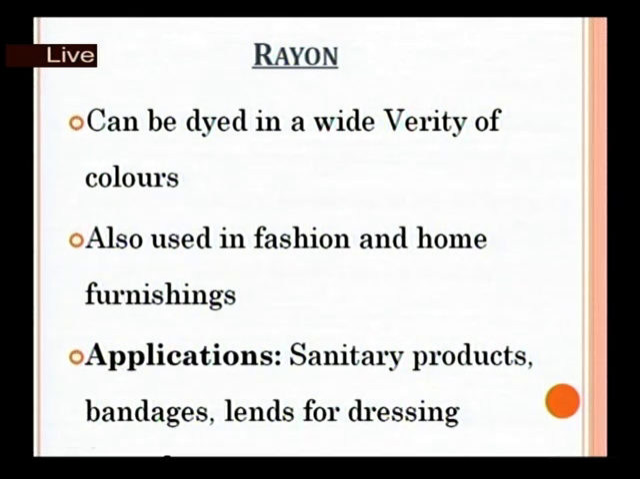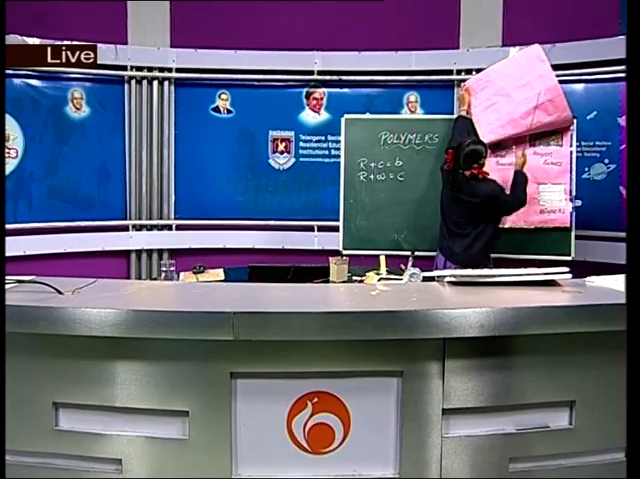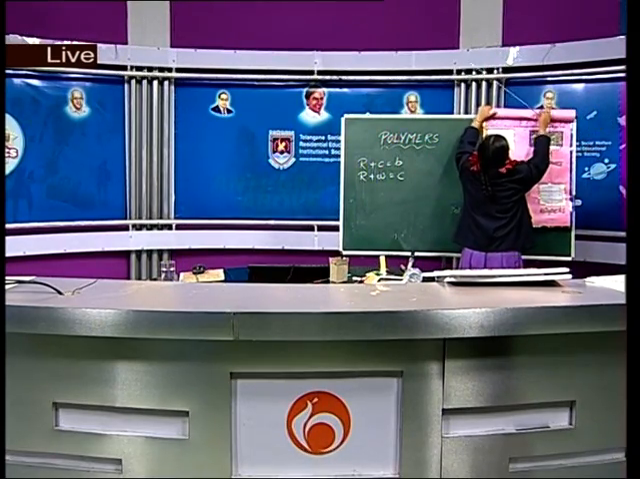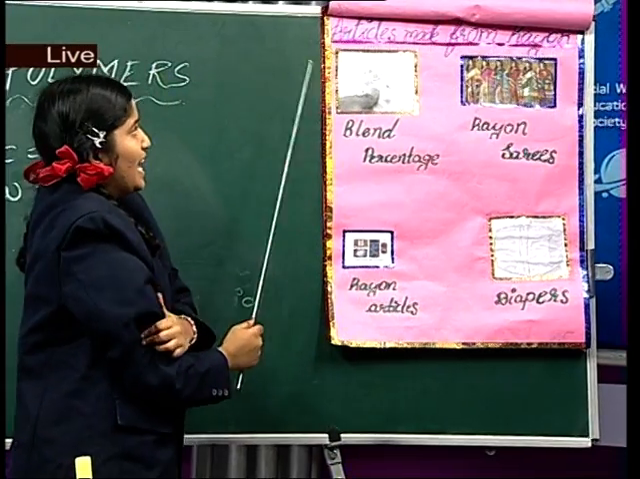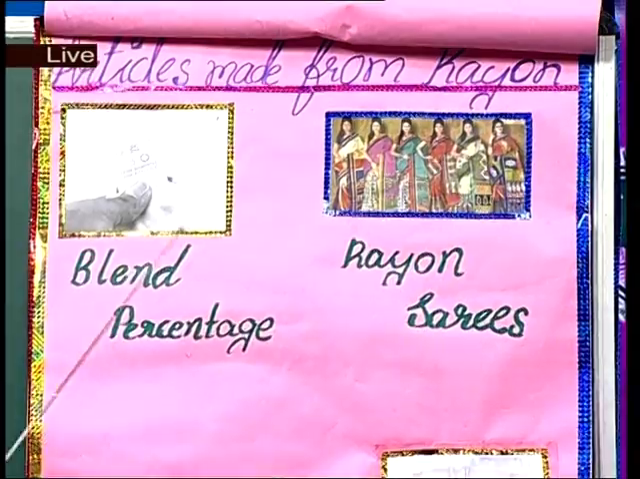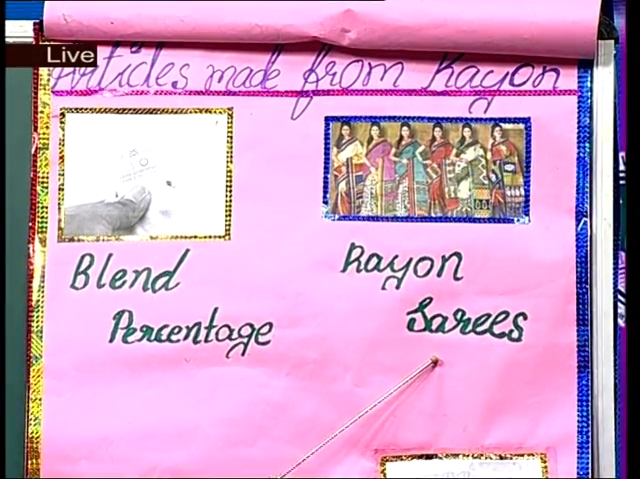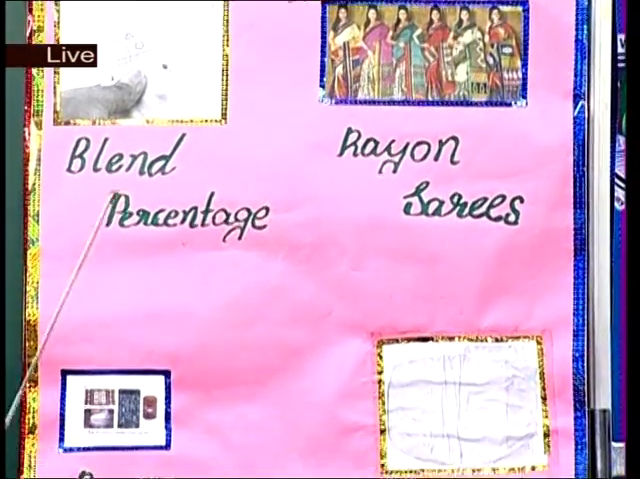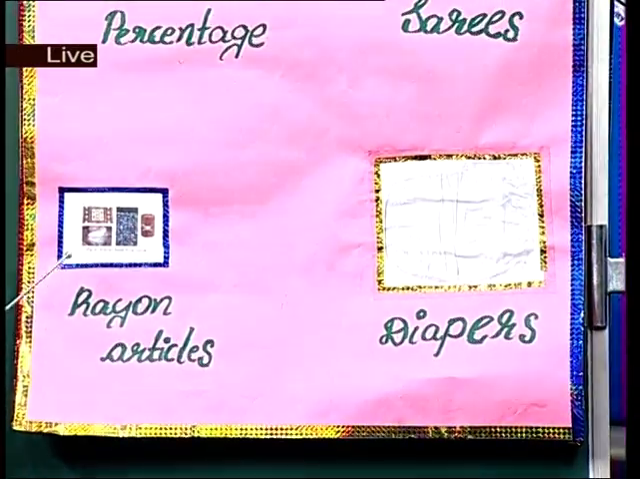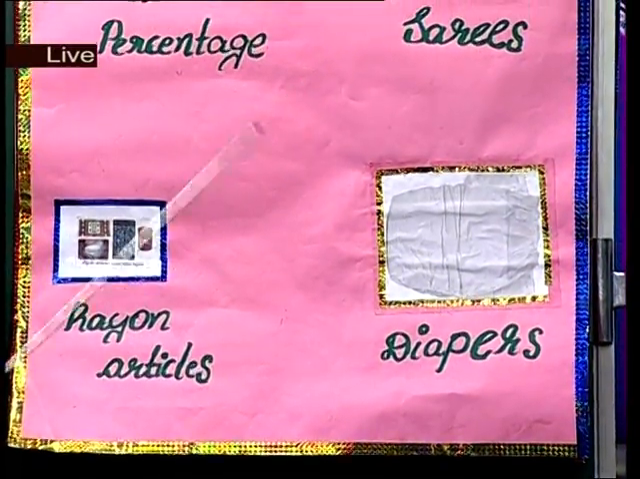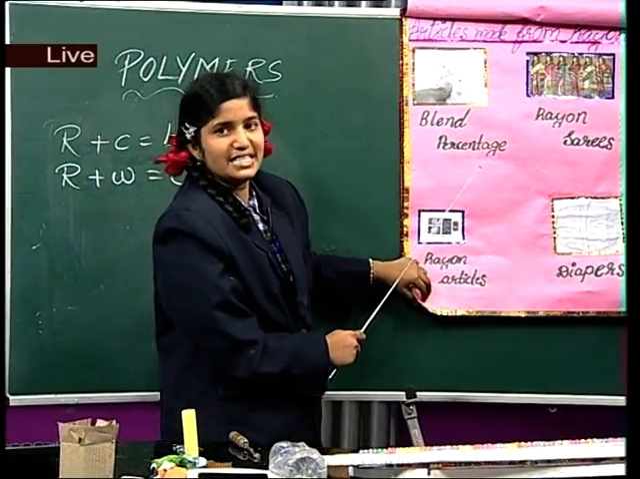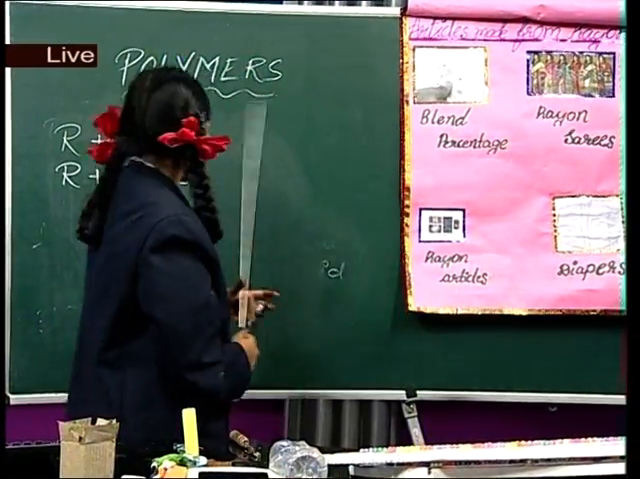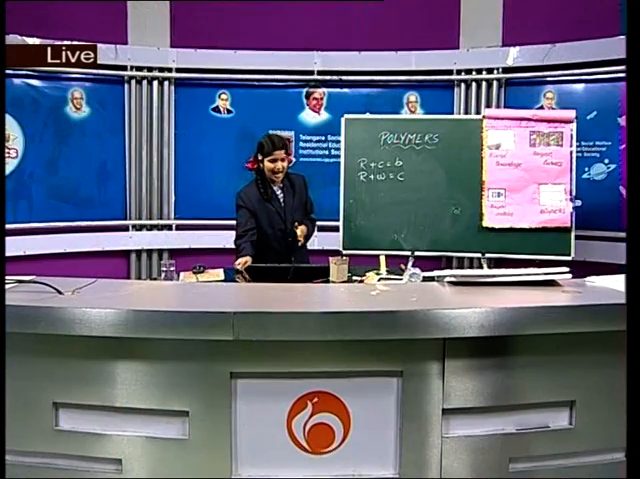So some articles are made up of rayon. The articles made from rayon are blends, rayon sarees, diapers and some other rayon articles. These all are articles made from rayon. Okay friends, have you understood about rayon? Now the next one is acrylic.